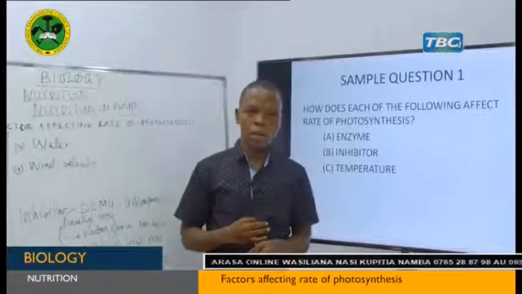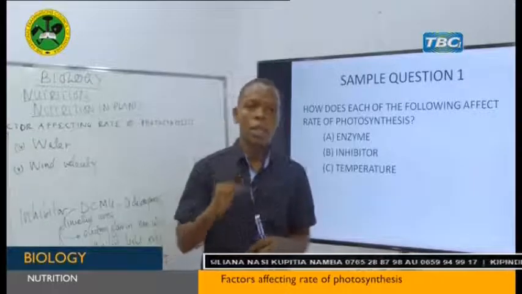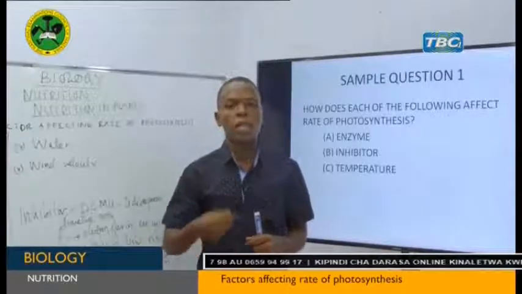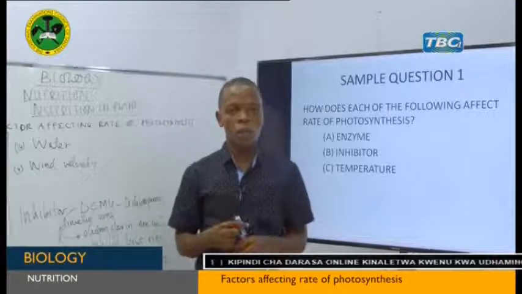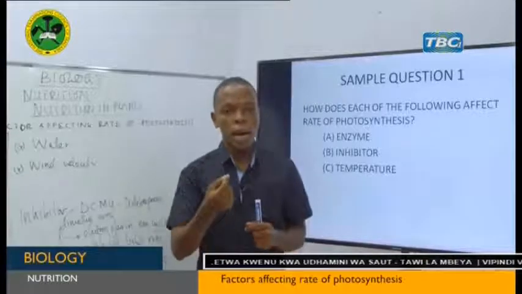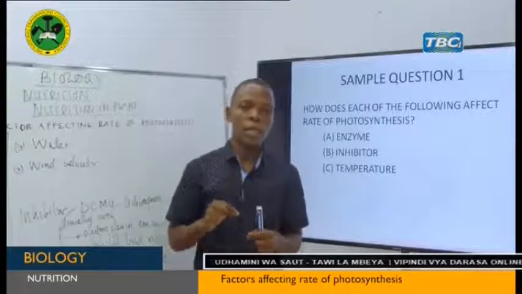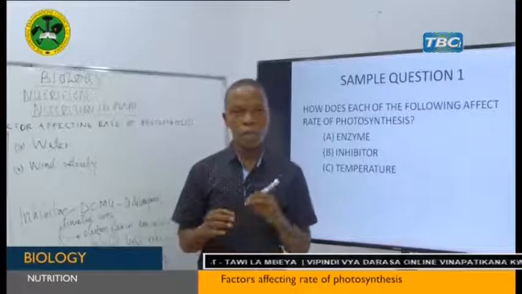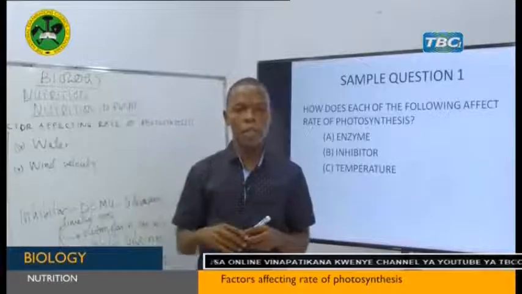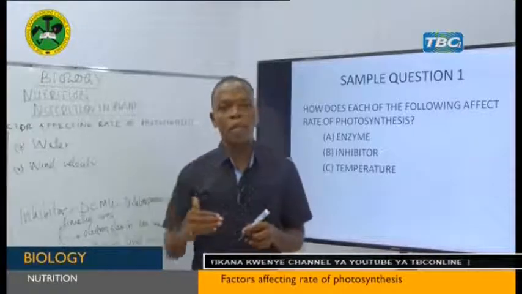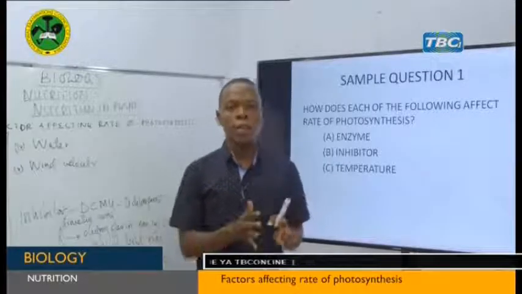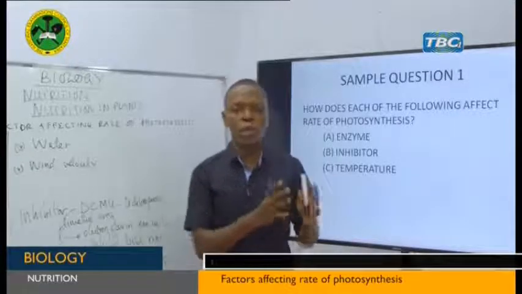Again, temperature. Yes, according to Q10 rules, as the temperature increases, the rate of photosynthesis tends to double. For every 10-degree rise in temperature, the rate of photosynthesis doubles. It means that as the temperature increases, the rate of photosynthesis increases. But it increases up to the point we call the optimal temperature.